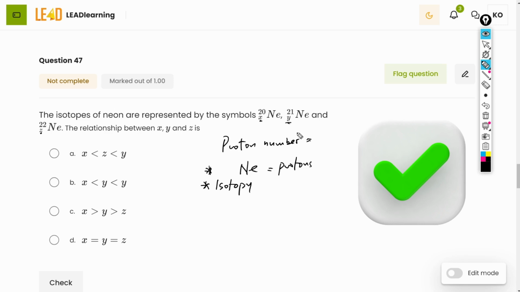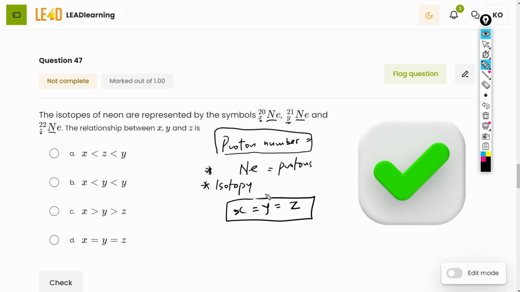Now, these three atoms are clearly isotopes because the fact that they carry the same symbol means that they are atoms of the same element, and being atoms of the same element, their proton numbers will be the same, which is their identity. So what it means here is that X is the same as Y, and Y is the same as Z. So let's check which of our options satisfies this condition. Clearly it's option D, and that's our answer.